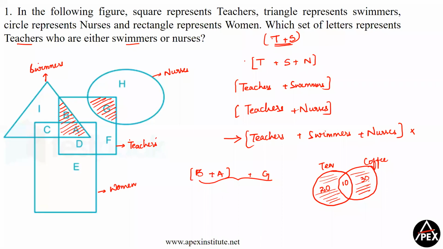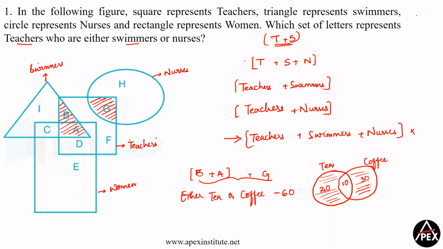60, isn't it? So we have all these 60 people drinking either tea or coffee. So the answer will be for either tea or coffee. So whether they drink tea or coffee, the answer will be 60.